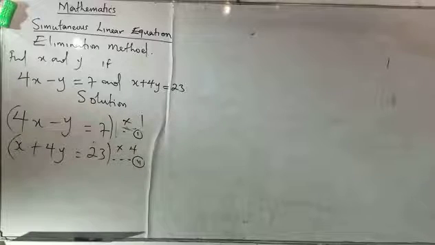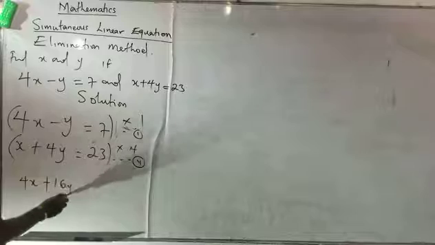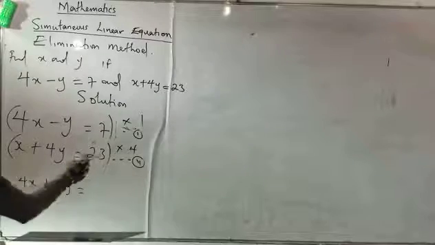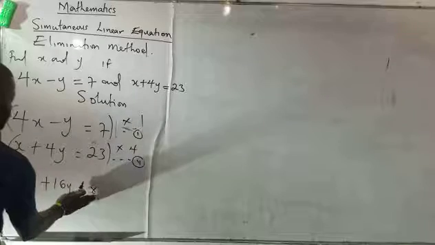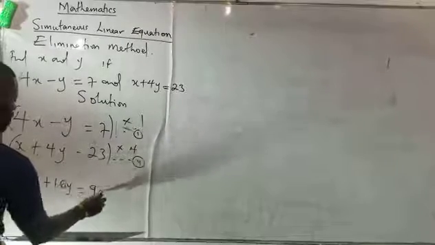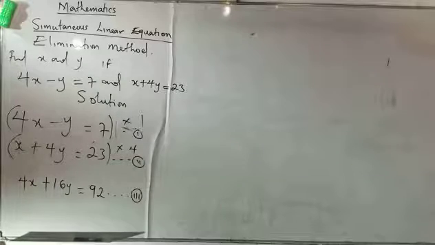Now, successfully, I've done something right. If I do that, it means I will be having 4x plus 16y equals 4 times 23, which is 92. Now, this is going to be equation 3. Note that.